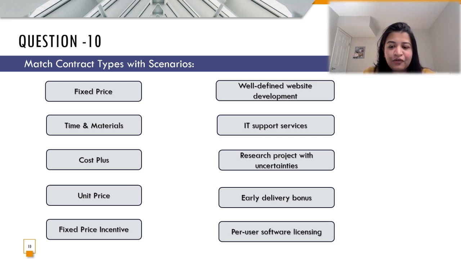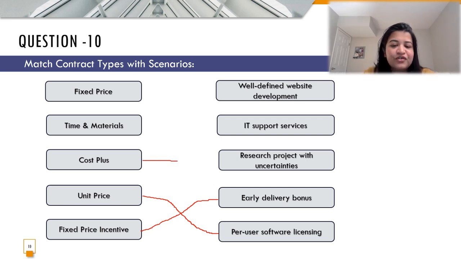So first, I'll look for the contracts which are easier and I can mark right away in order to save time. So for unit price, I know that it's going to be in regards to per user or per unit software licensing. Next I have is fixed price incentive. That is, if I deliver it early, I'm going to get a bonus or an incentive based on the contract that I have. Next is cost plus.